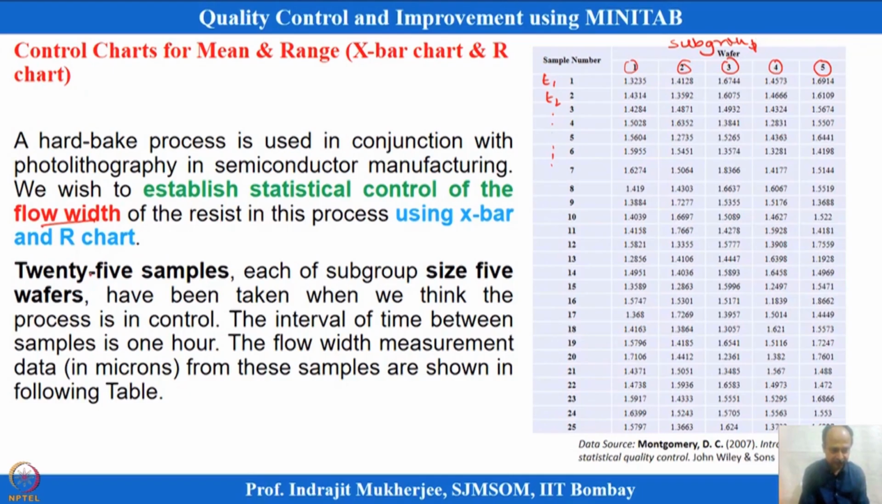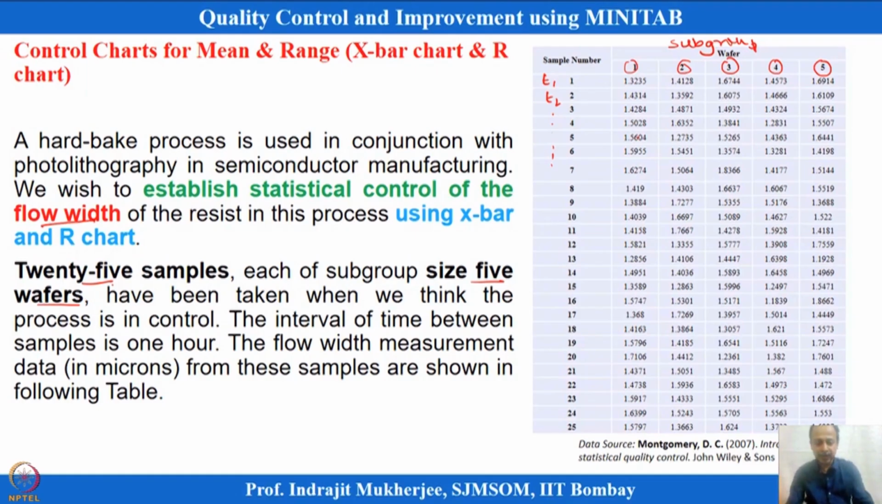So, 25 is the sample size over here, and 5 is the subgroup size over here. We want to see whether the process is in control or there is some special cause or out of control signals in the process. So, the Shewhart control chart, X bar R chart, will be used over here.